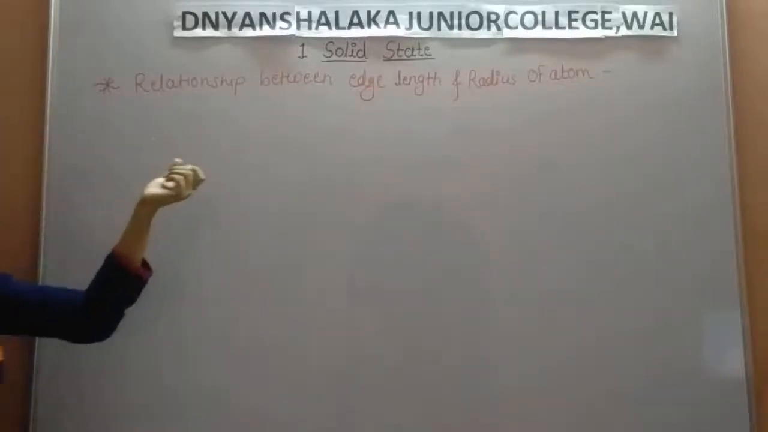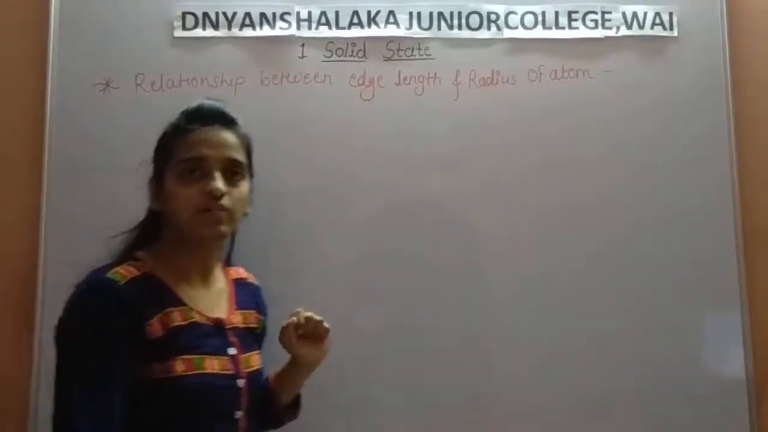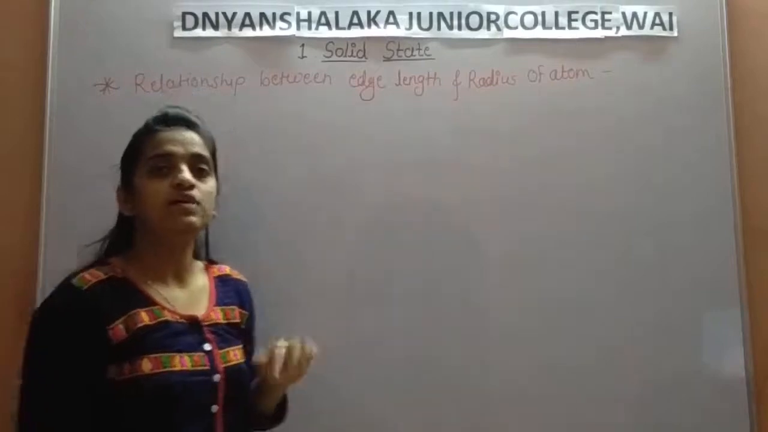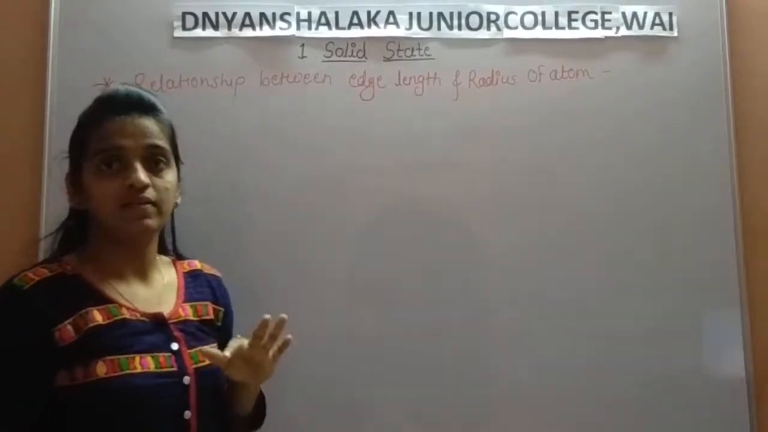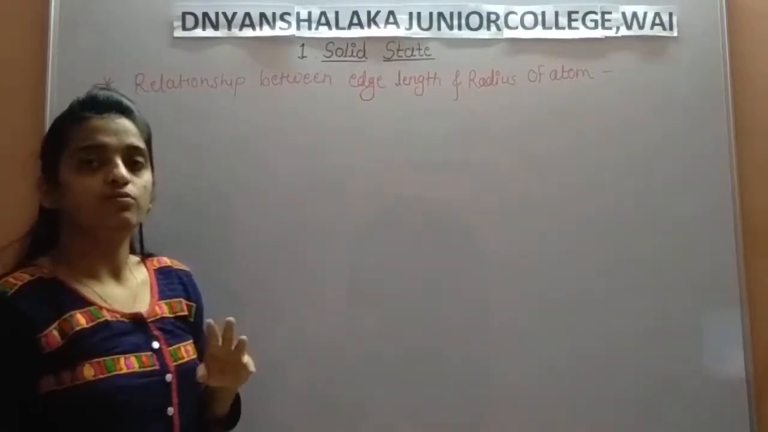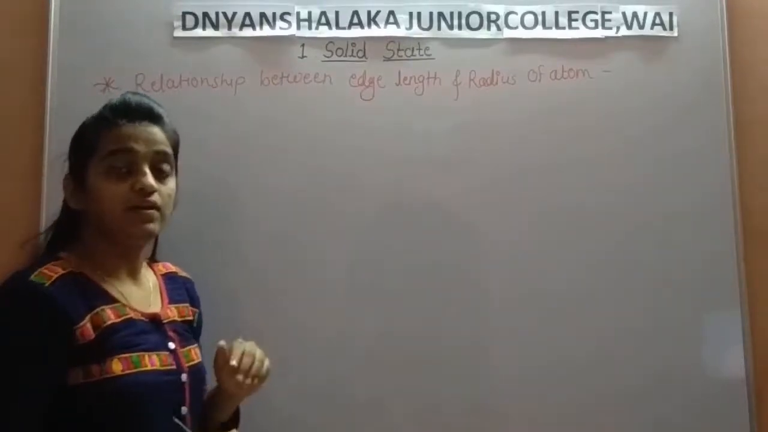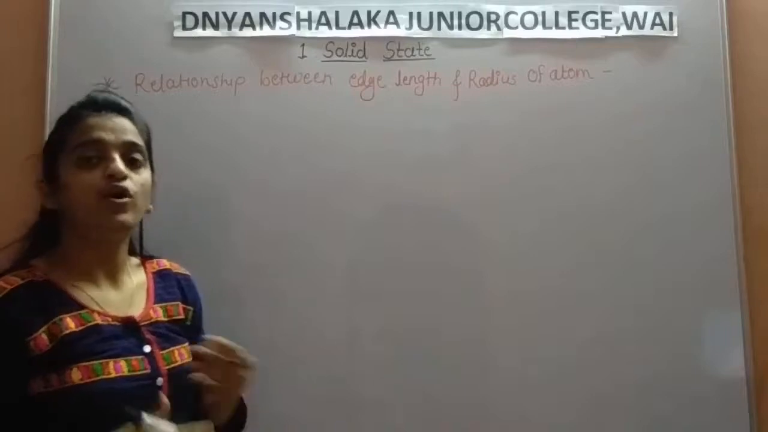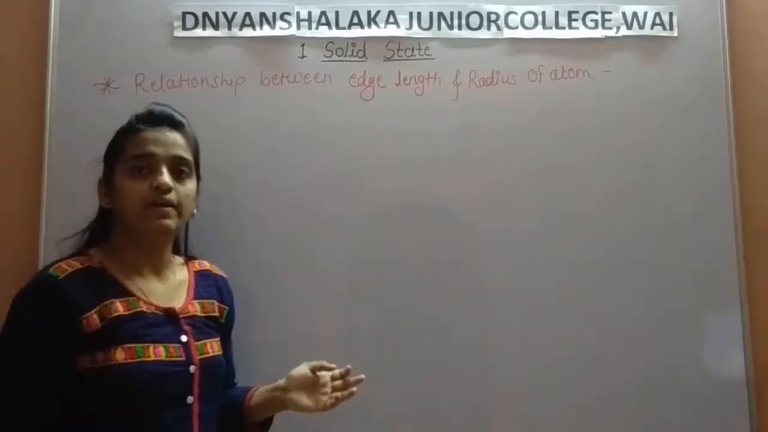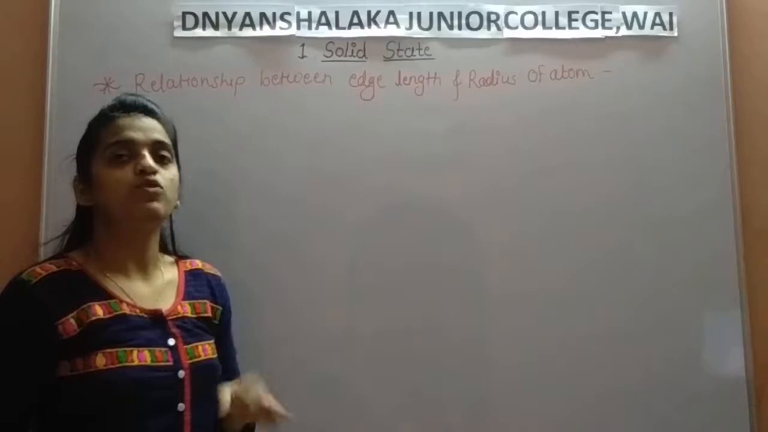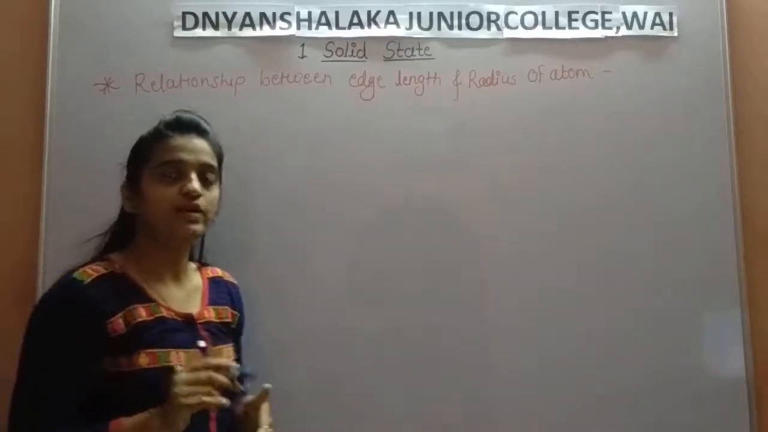We discuss a relationship between edge length and radius of an atom. Last lecture we discussed 14 types of crystal lattice. Simply, according to atom arrangement, a crystal can be divided into 4 types, and according to cell parameter, a crystal lattice can be divided into 7 types of unit cell. So 7 times 4, the total is 28.